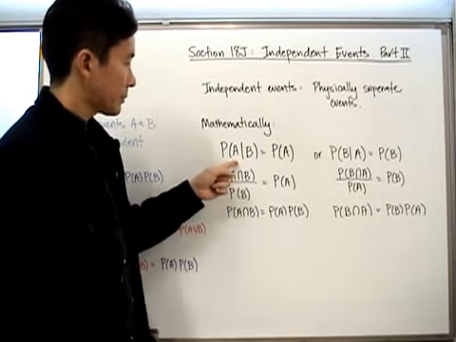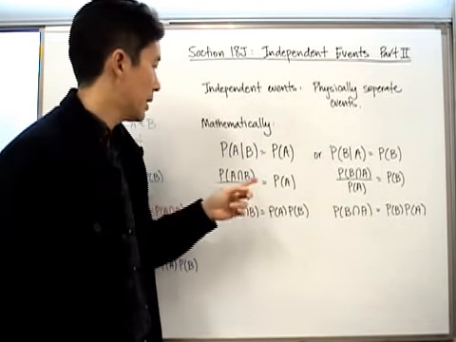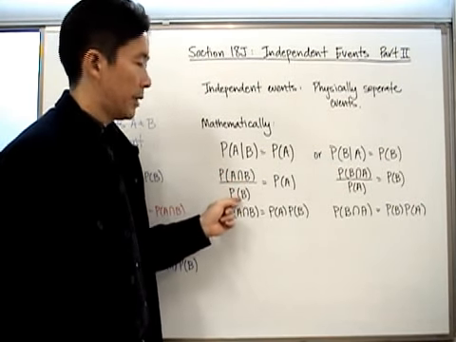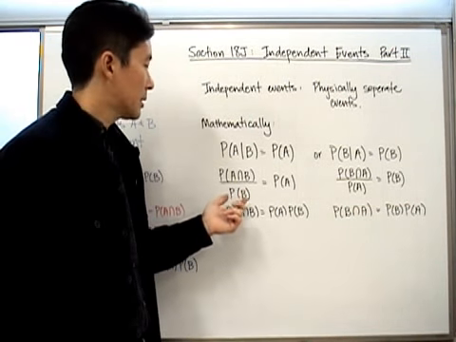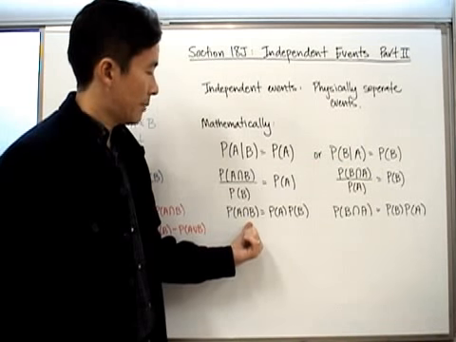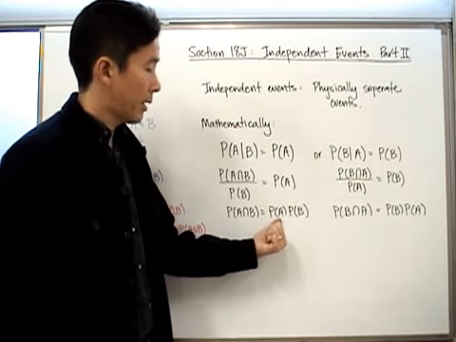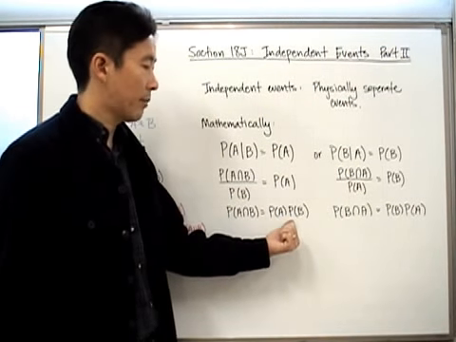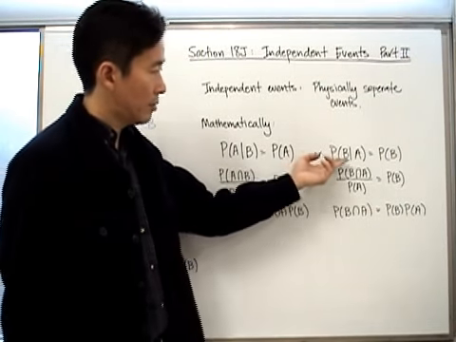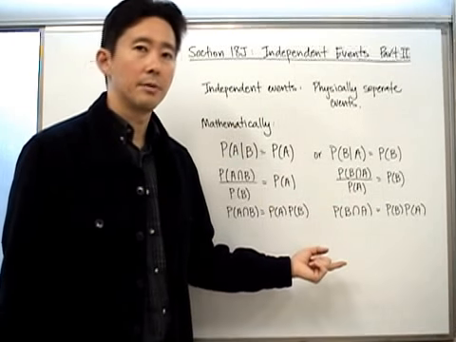We already know that the probability of A given B, by the definition of conditional probability, is the probability of A intersect B divided by the probability of B. If I multiply both sides by the probability of B, I come up with this nice statement, which says that the probability of A intersect B is equal to the probability of A times the probability of B, assuming that A and B are independent events. And if you use the conditional probability definition again here, you'll come up with the exact same result.